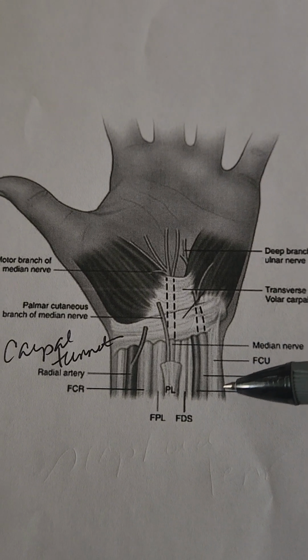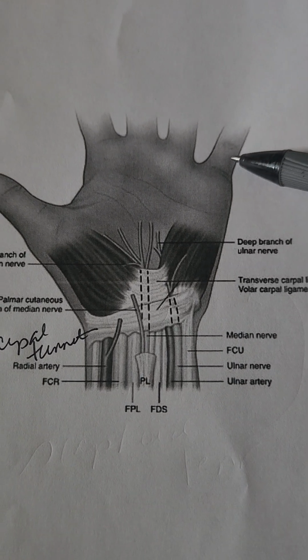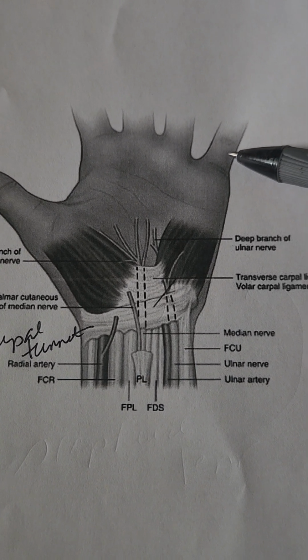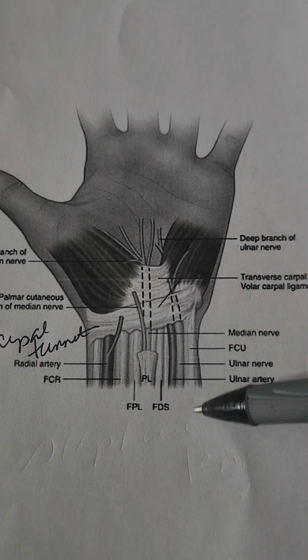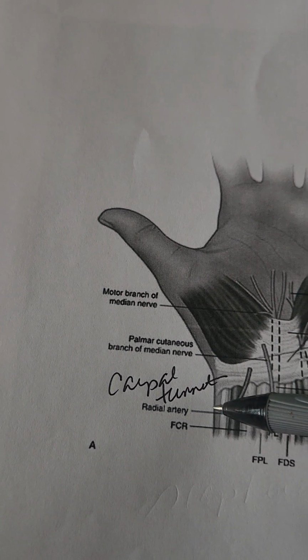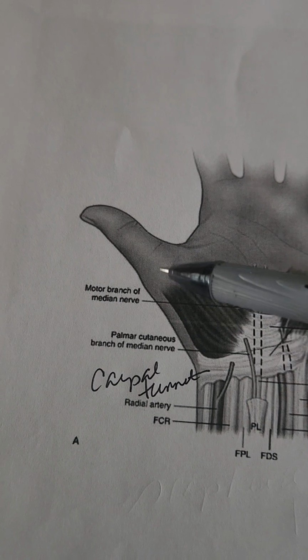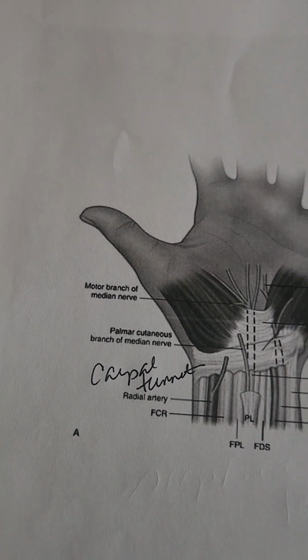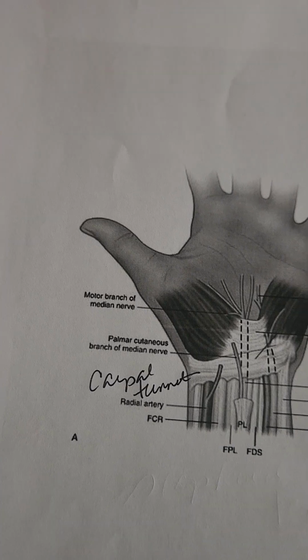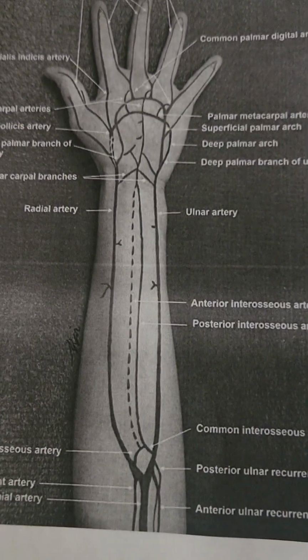Okay? Just keep in mind that the ulnar nerve, artery, vein, everything ulna is always on the pinky side. Everything that's radial artery, radial veins, all of that are always going to be on the thumb side. Now, keep that in mind.